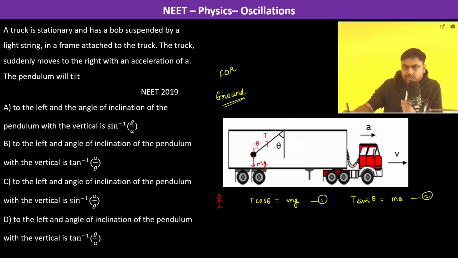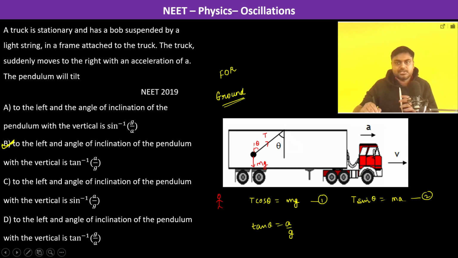So same equation, 2 divided by first, so we have tan theta is equal to a upon g, so therefore theta equals tan inverse a by g. So therefore b is going to be the answer in this case also.